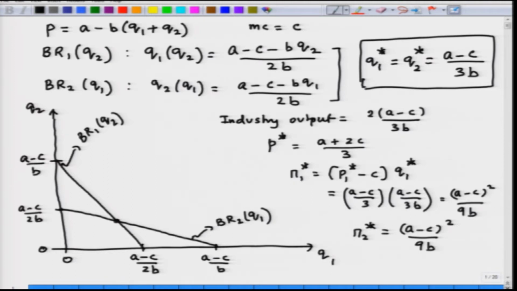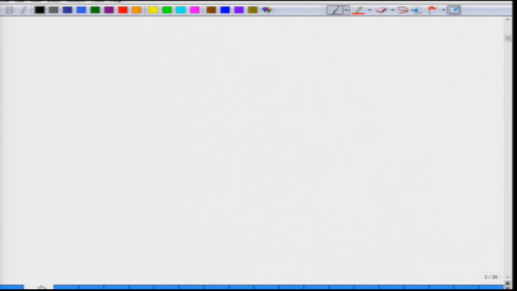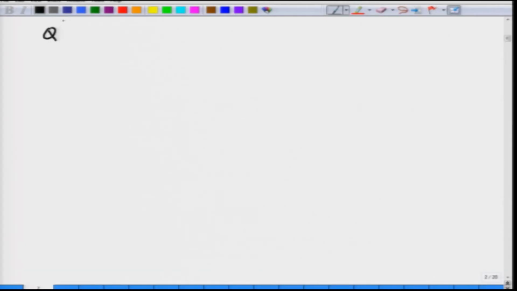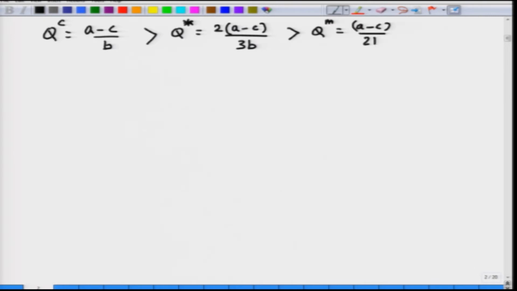Before we ask whether industry profits are maximized or not, let us look at how consumers perform in this Cournot market compared to the competitive market and the monopoly market, and how the producers perform. The competitive level of output, (A minus C) by B, is greater than the total industry output under Cournot, which we just computed as 2 times (A minus C) by 3B, and that is greater than the monopoly output, which is (A minus C) by 2B. That is obtained by a simple comparison of the total quantities produced in each of these markets.